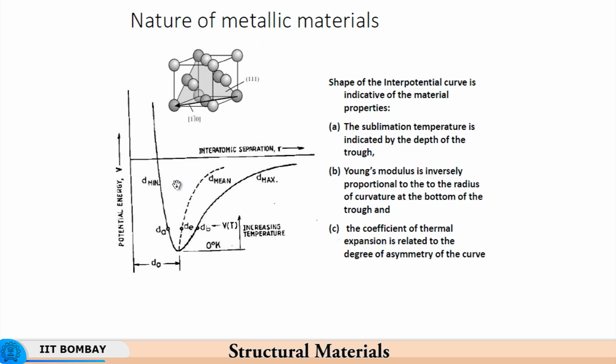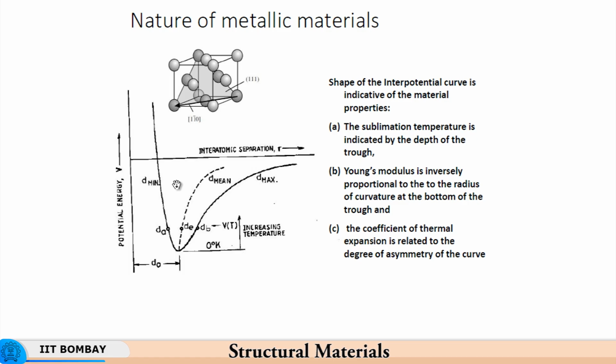So naturally, if this radius of curvature is sharp, it will mean that the Young's modulus is very high, because you have a very small deformation that is possible for a given load. If this has a generous curvature, for a given load the displacement of the atom is much more, and therefore it means the Young's modulus is that much lower.